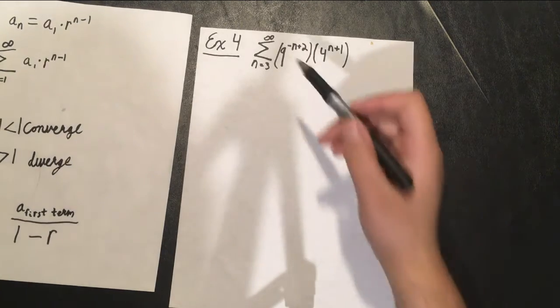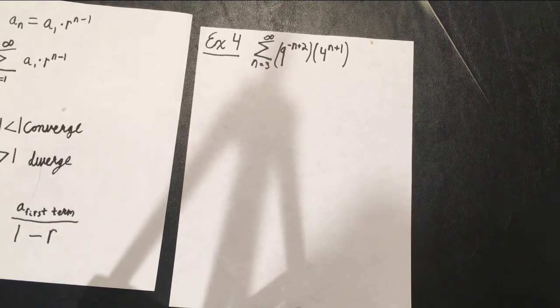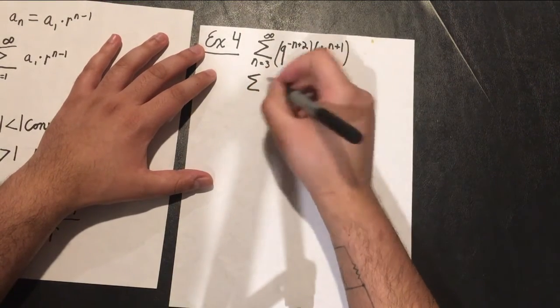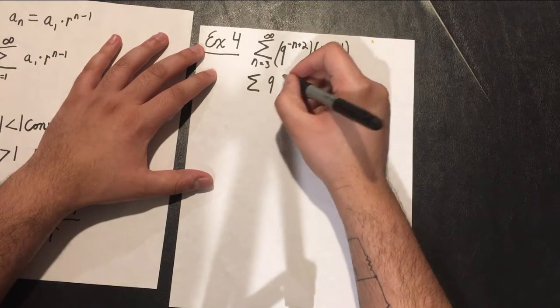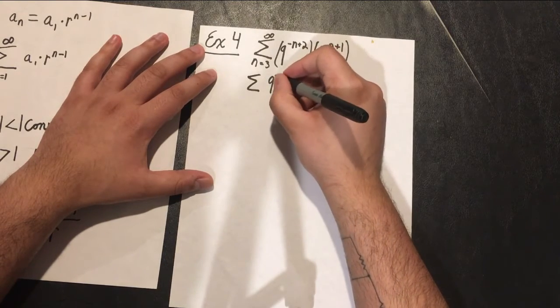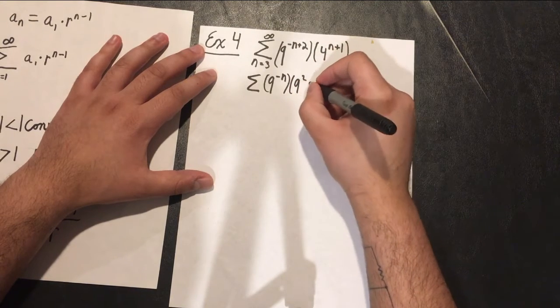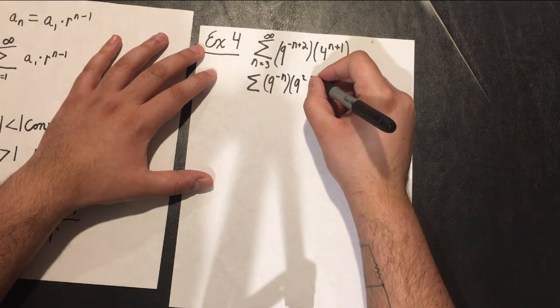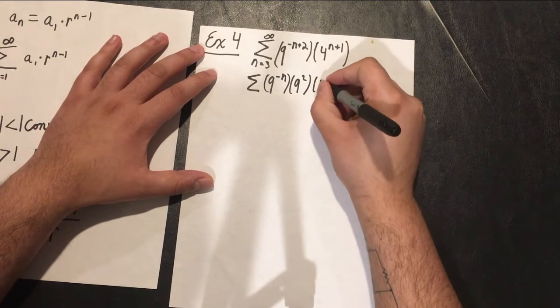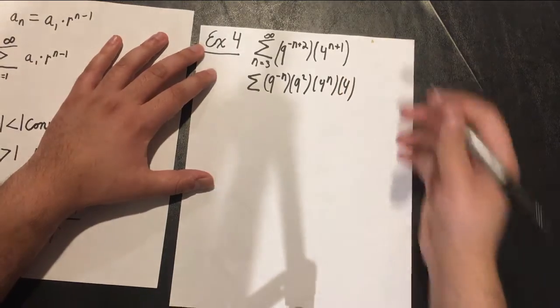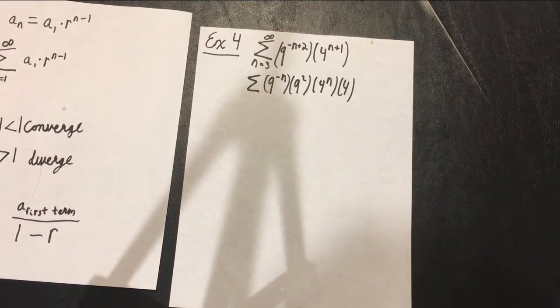So, again, variables in the exponents. We can try to change it to the form of a geometric series. So this is where your Algebra 2, Algebra 1 skills would come in. We have 9 to the negative n, and then 9 to the second. And we also have this 4 will split up to 4 to the n times 4 to the first, which I'll just leave as 4.